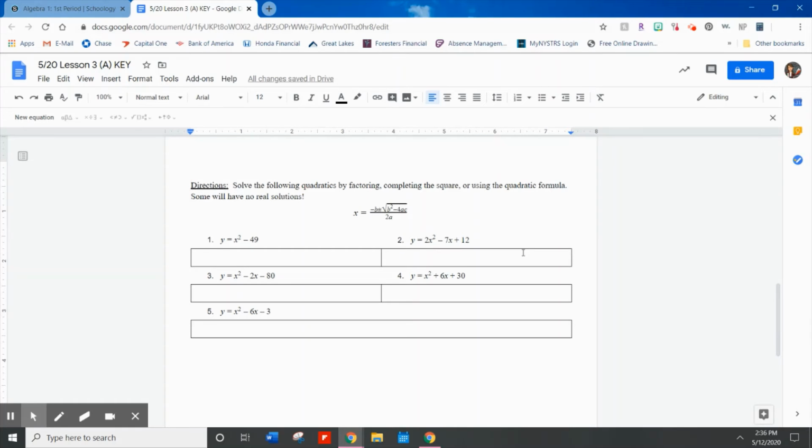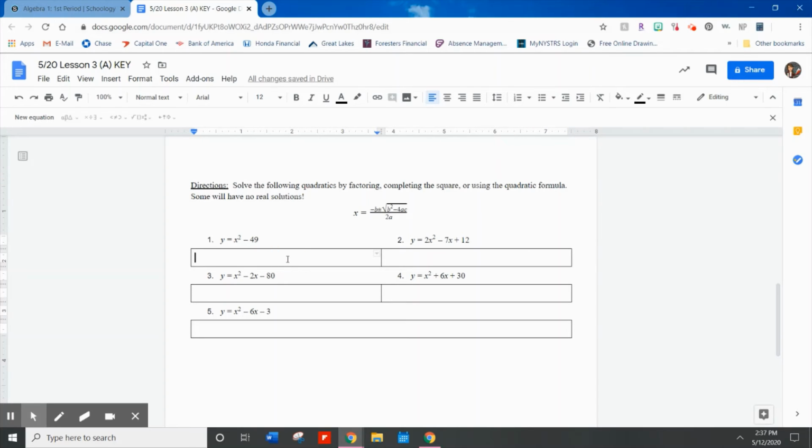Second method is completing the square. And the third method is the quadratic formula. Technically, completing the square and the quadratic formula will work with any quadratic. However, it's going to be easiest if you can factor, and if you can't factor, then just pick which method you prefer.